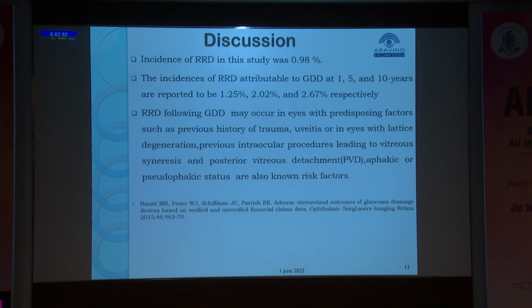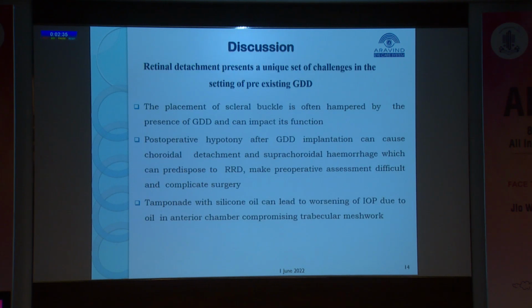Coming to the discussion, the incidence of RRD in this study was 0.98%. RRD following GDD can occur in eyes with predisposing factors such as trauma, uveitis, and eyes with peripheral degenerations like lattice. Previous intraocular procedures leading to vitreous syneresis and PVD, and aphakic and pseudophakic status are also known risk factors.